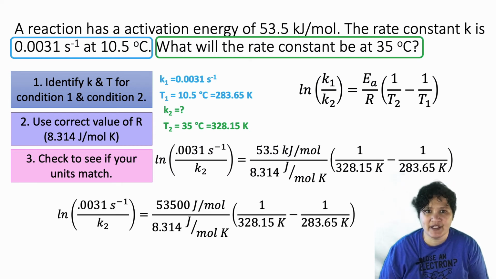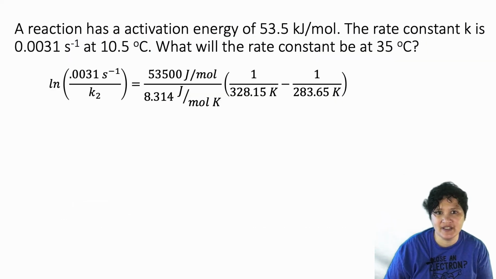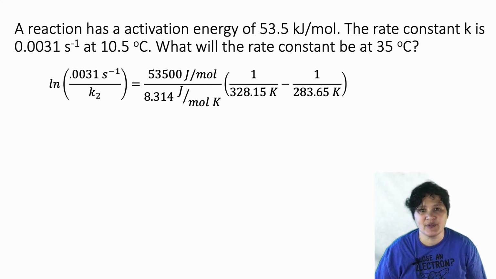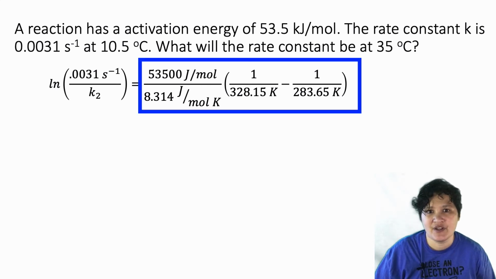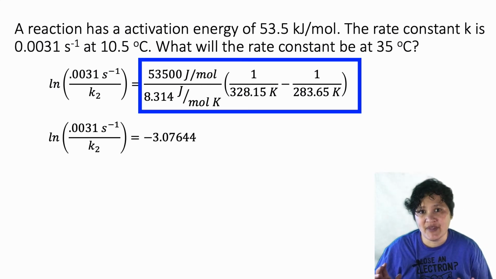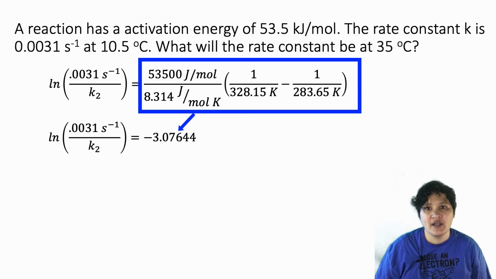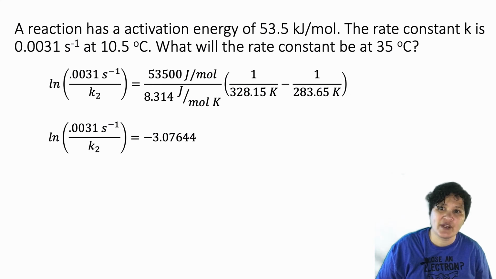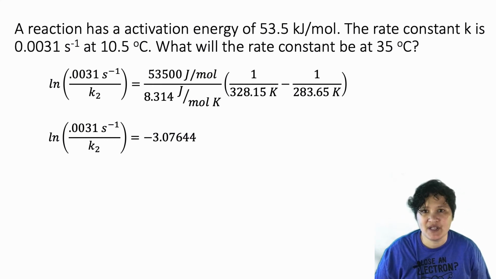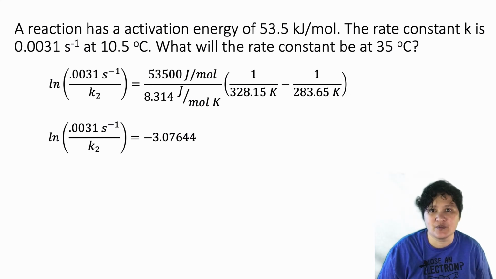And now, because we're running out of room, I'm going to go on to a new slide where I will do some simplification. Let's start with everything on the right side. That equals negative 3.07644. And that's equal to the natural log of our K1 value, 0.0031 per second, divided by K2.